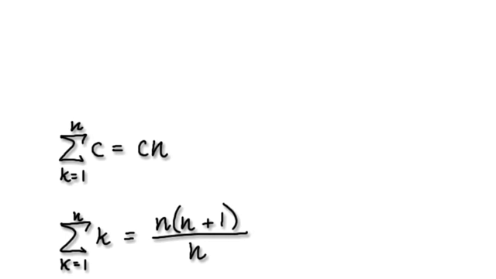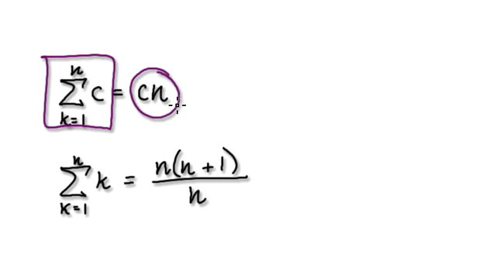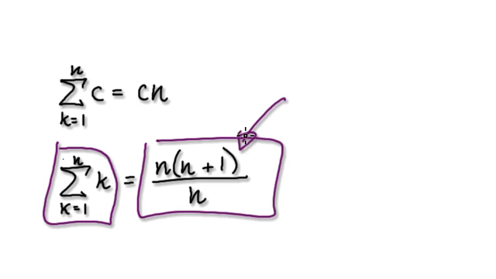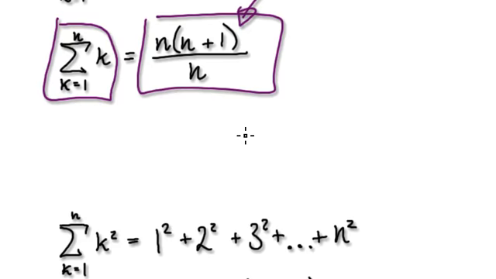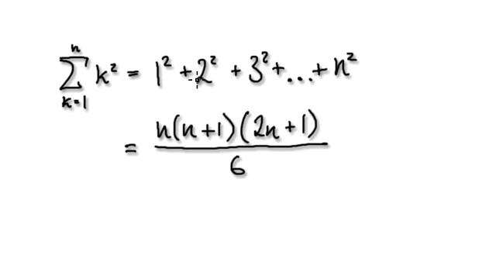In the past, we've seen that whenever you want to sum up this, the formula is given by c times n. Whenever you want to sum up this, well, we've seen that the formula is given by this. So now I'm going to give you a new one here, and I'm just going to ask you to accept it.